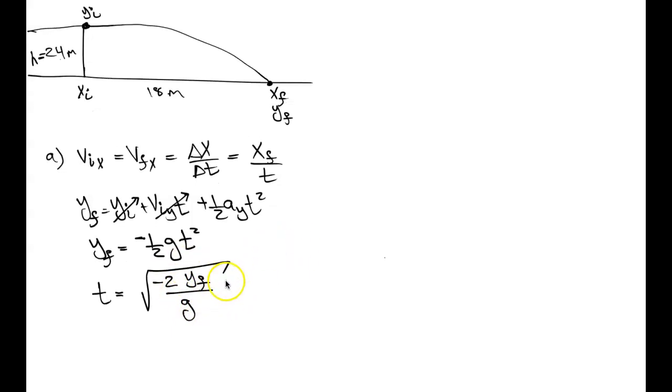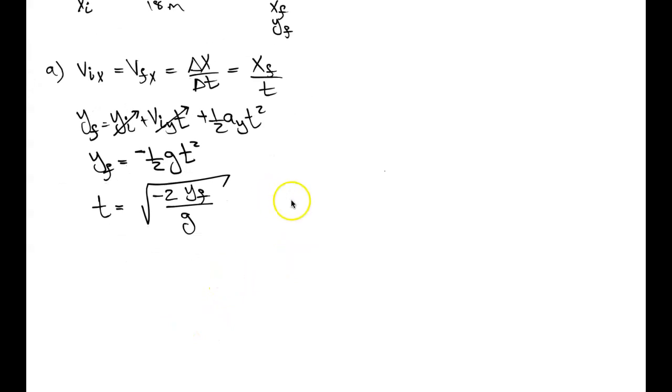We know these values, so we can substitute those in and get minus 2 times y final, which is 24 meters below y initial, so that's a minus, and then g is 9.8 meters per second squared. If we do this, we find out that it's 2.21 seconds.